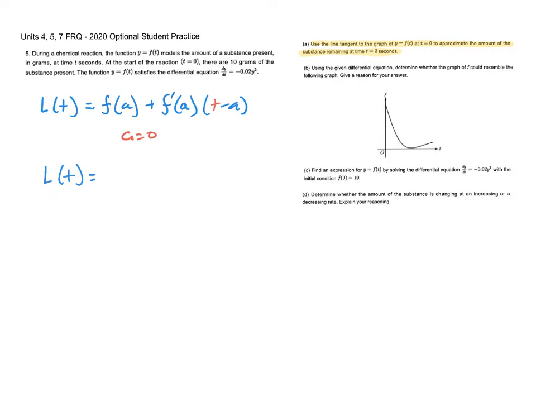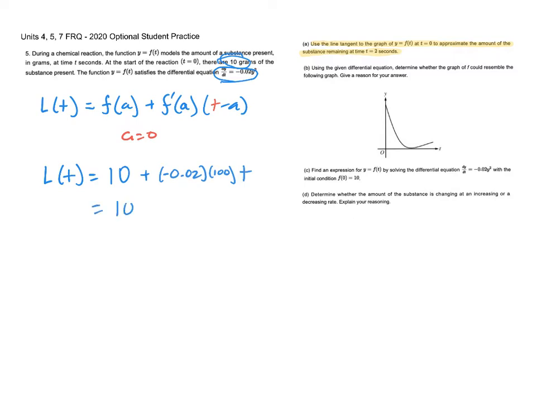So f of 0, that's the amount of substance at time t equals 0, and they already told us that was 10 grams right there. So that's 10. The derivative at 0 we can find by plugging y into the derivative function. So I'm going to do negative 0.02 times 10 squared. And maybe I should write that out. Negative 0.02 times 10 squared, which is 100. That's my f prime, that's my slope. And then we'll have t minus 0, which is just t.